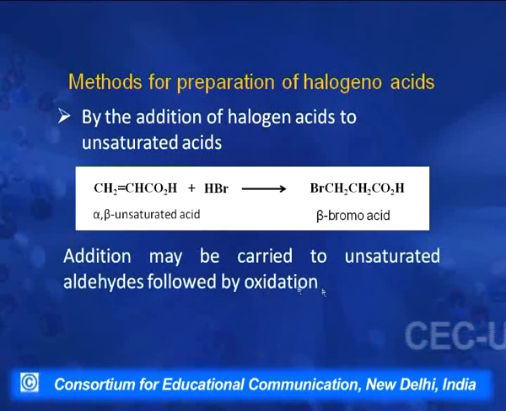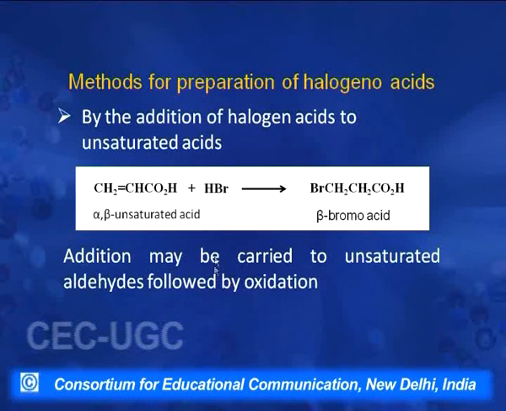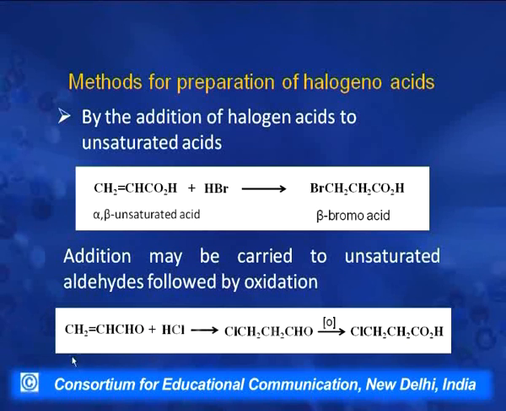This addition may be carried out even to unsaturated aldehydes also, which may be later oxidized into carboxylic acids. Like this is a 3 carbon aldehyde and addition may occur across this double bond. Suppose we are carrying out the addition of HCl. Again the negative part is going to this carbon, that is the beta carbon, and not to the alpha carbon. As I told you, we will discuss the reason little later.